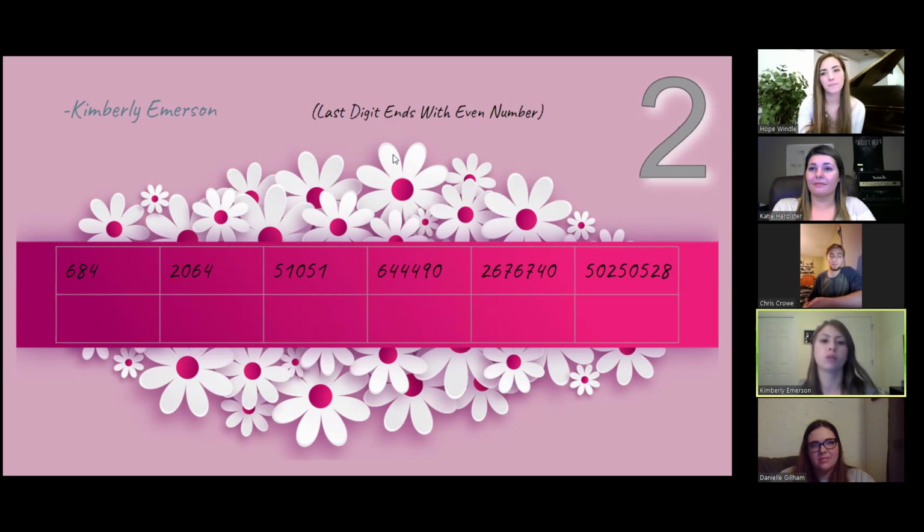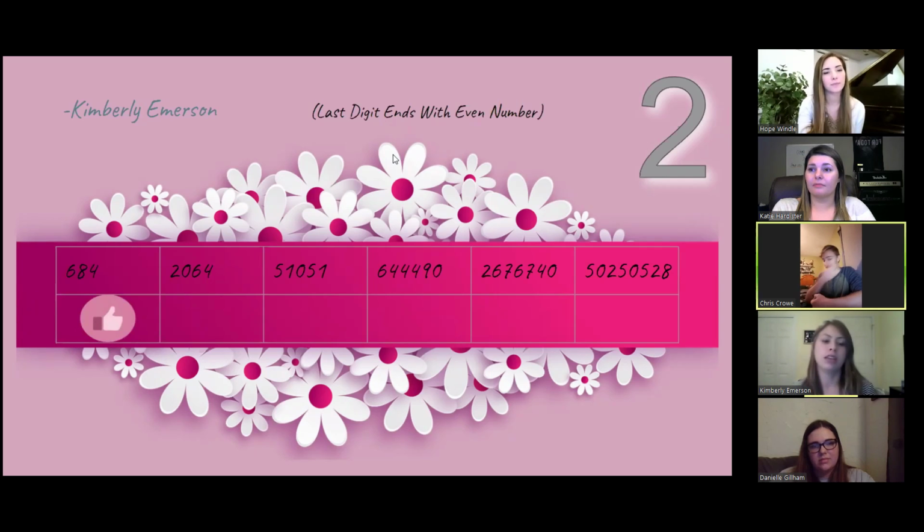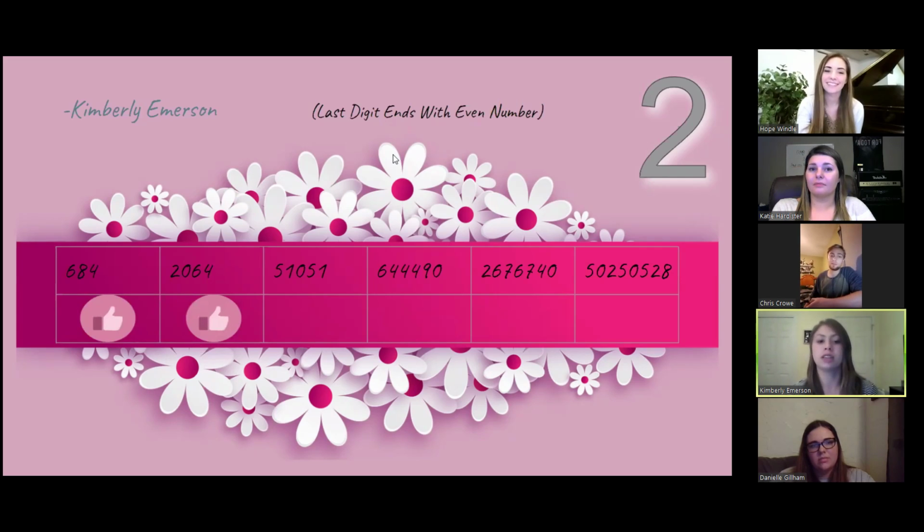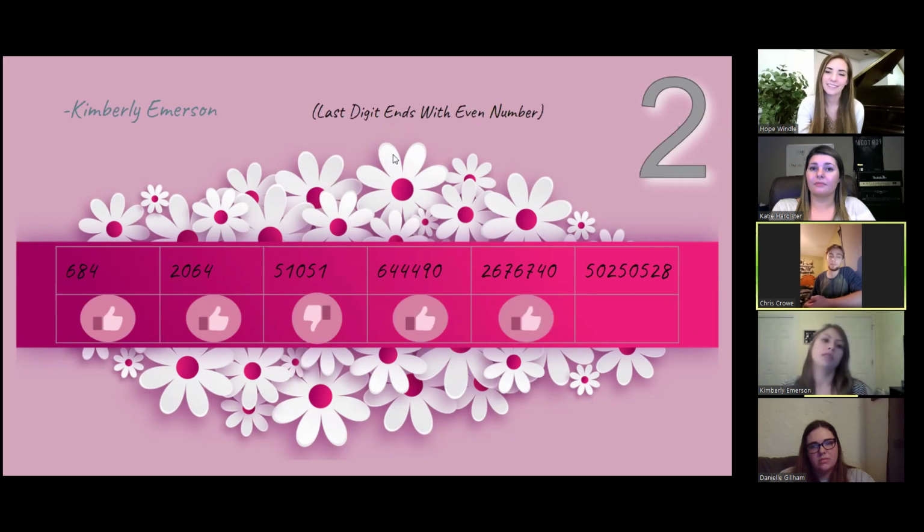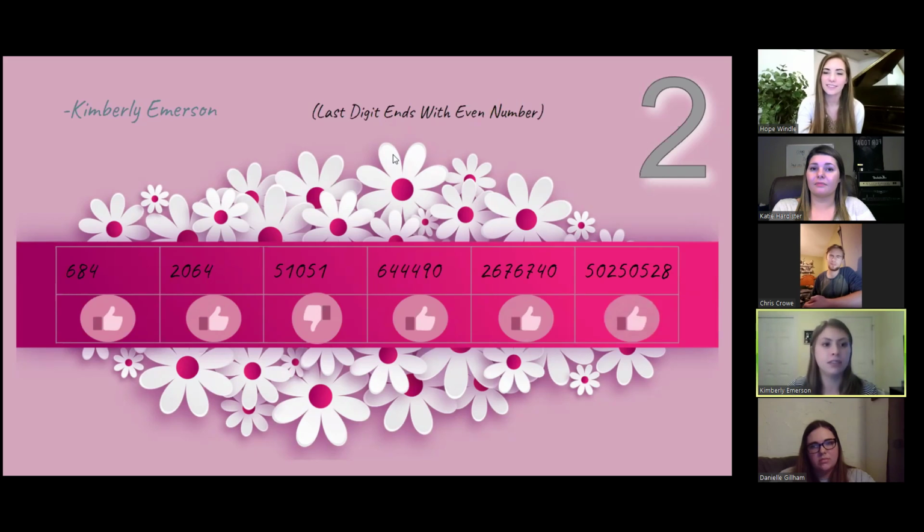Okay, so we're going to do number 2. Let's remember our rule for 2. The last digit has to end with an even number. So let's look at the first one. We see 684. 4 is an even number, so that's a yes. The next one also has a last digit of 4. The next one is a 1, so that's odd, so it's a no. 0 is an even number. The last digit is again 0. And the next digit is 8, and that's even as well.